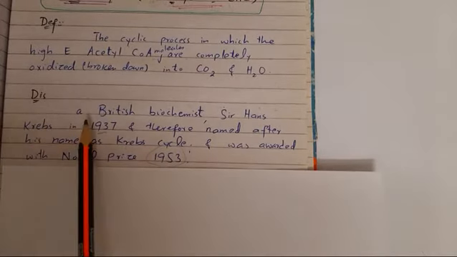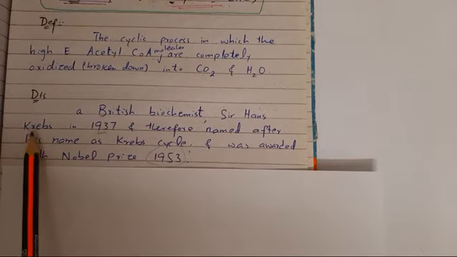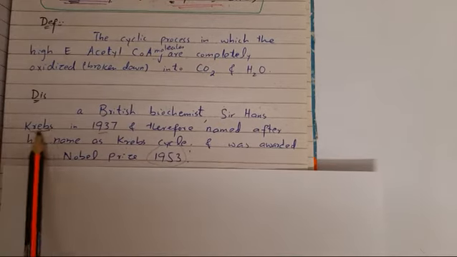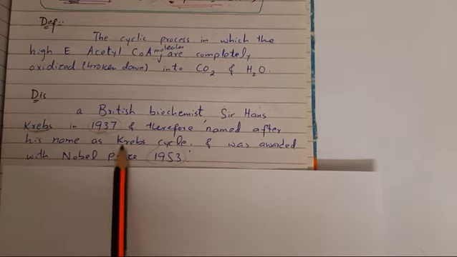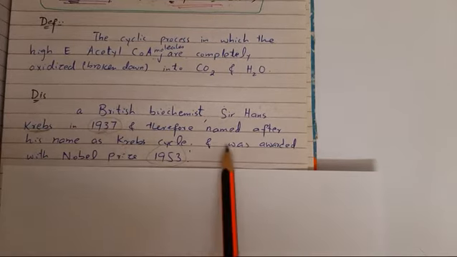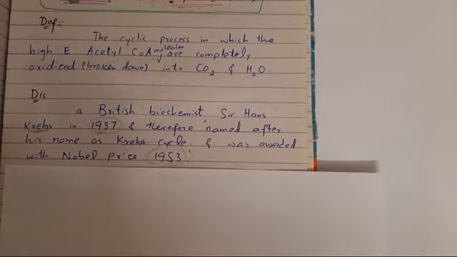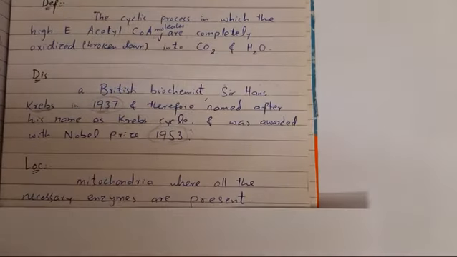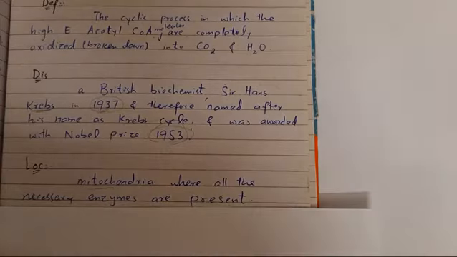Now discovery. Krebs cycle was first discovered by a British biochemist, Sir Hans Krebs, in 1937 and therefore named after his name as Krebs cycle, for which he was awarded the Nobel Prize in 1953. Location. Where does Krebs cycle occur? Krebs cycle occurs in mitochondria, in the mitochondrial matrix, where all the necessary enzymes are present.